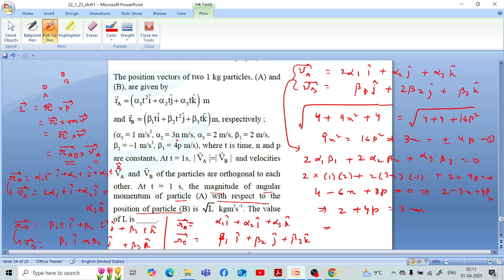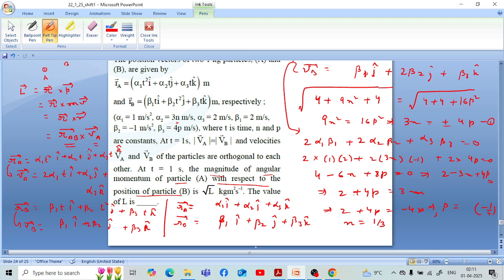So putting the value, 2 plus 4p is equal to minus 4p. So this becomes minus 8p equals 2, or we can say that the value of p comes out to be minus 1 by 4. Now putting the value of p in equation 1 and taking the negative root only, we get the value of n equal to 1 by 3. So in this way n becomes 1 by 3.